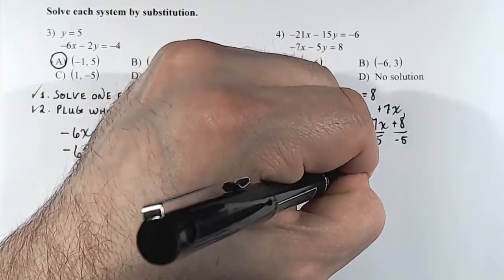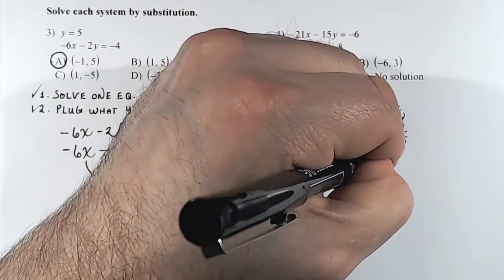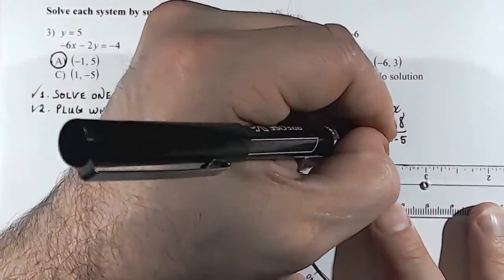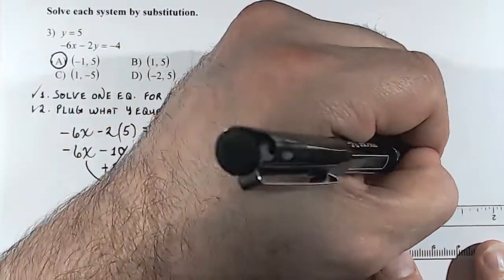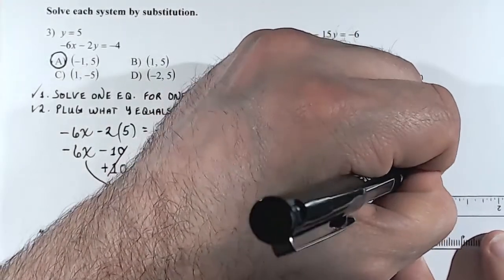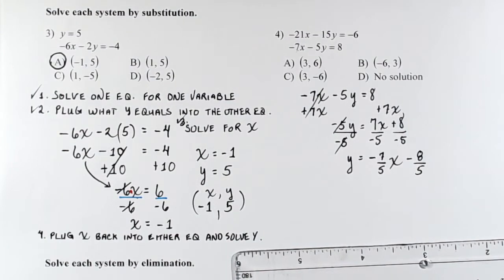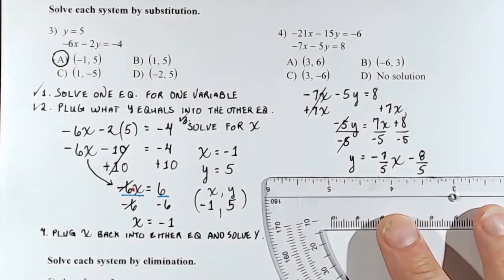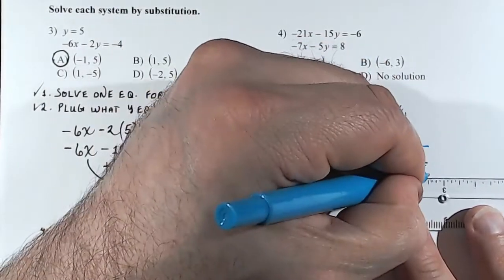And I have y equals, and here I'll pull that fraction out in front, negative 7/5 x minus 8/5. This is a bit of a nightmare. This is scary because we have fractions, and no one likes to work with fractions. Okay, so that's what y equals. So that's what I'm going to plug in to the other equation.